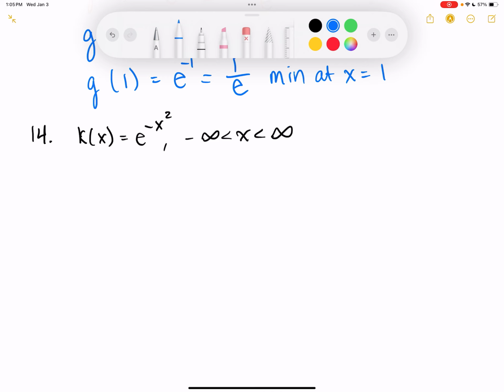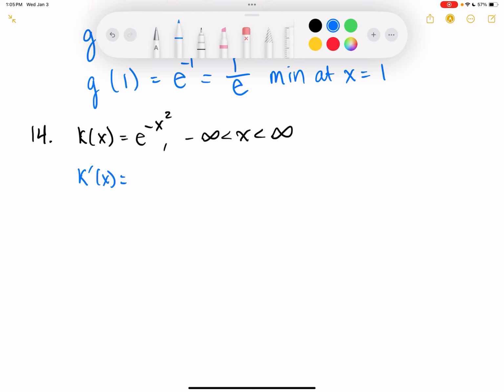All right. Are there endpoints on this problem? No. So that means I only have one other thing that I might need to do: critical points. So I'm gonna take the derivative. What would the derivative of this be?